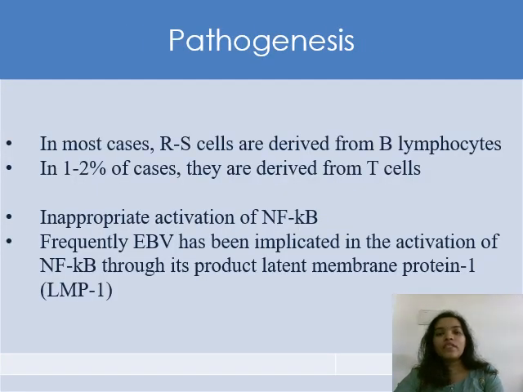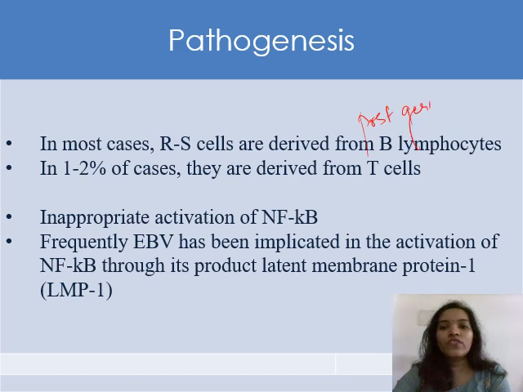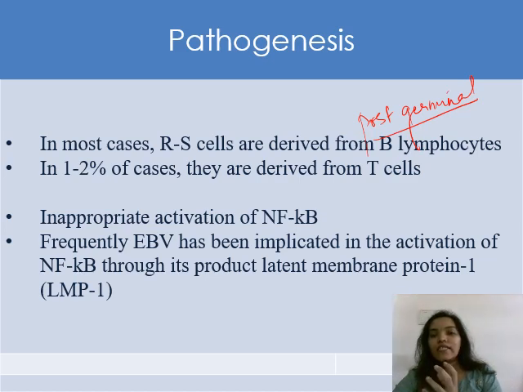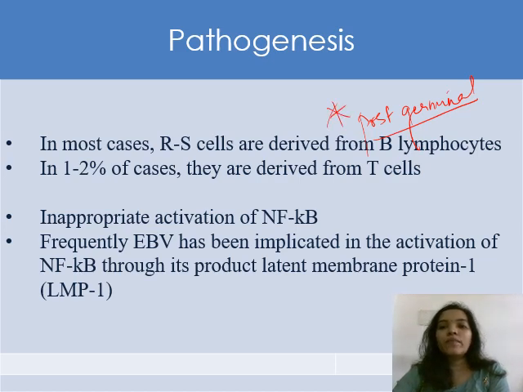Coming to the pathogenesis of Hodgkin's lymphoma, in most cases the RS cells are mainly derived from B cells. In that also the B cells mainly include post-germinal center B cell. Predominantly it is the post-germinal center B cells which are the classical origin for a Hodgkin's lymphoma. In 1 to 2% of the cases, it can also be derived from T lymphocytes, but for us the most important is it arises from the post-germinal center B cell.